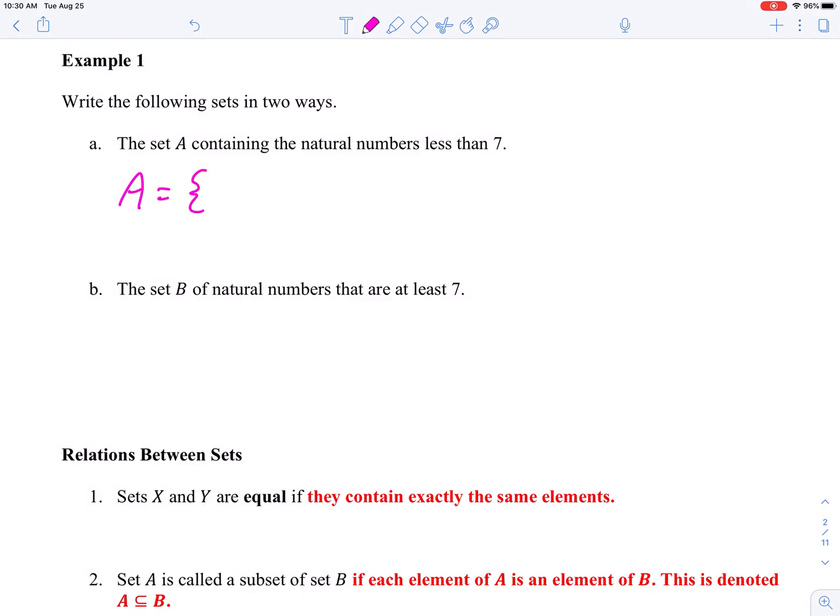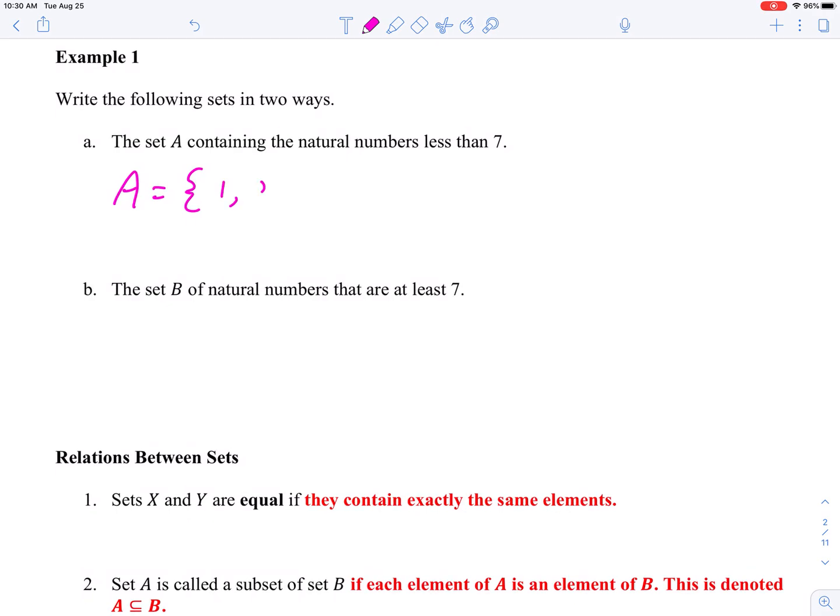My brackets aren't that good. There we go. So the natural numbers less than 7, we could say 1, 2, 3, 4, 5, and 6, but we're not going to include 7, right? Because it says less than 7, not less than or equal to. So there we go. But it says write each set in two ways.